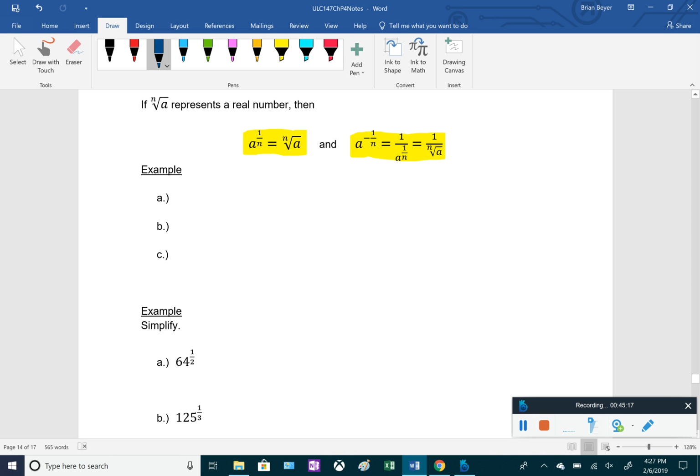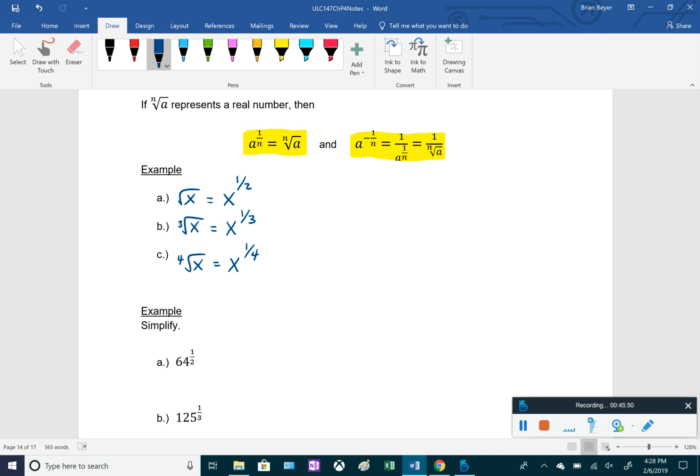I'll just use some x's. So let's say we had the square root of x. That's equal to x to the 1/2. So make sure you know that, because that's very important. All of these are very important. And let's say we had the cube root of x. That's equal to x to the 1/3. And maybe just another one, the fourth root of x is x to the 1/4.